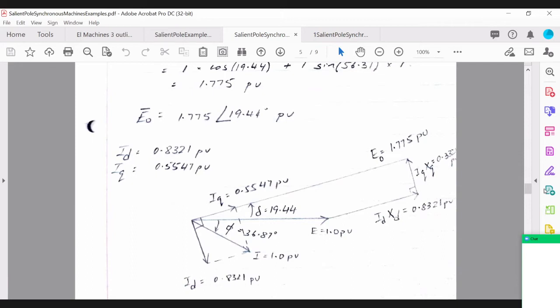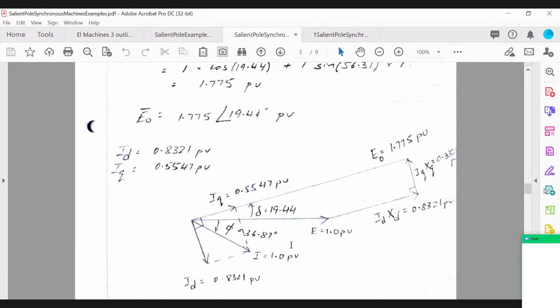So it's a 90-degree behind IQ. Right. So I've drawn the phasor diagram for a lagging power factor salient pole generator. And as you can see here in this question, the resistance of the stator was neglected. So from E, you just add ID XD and IQ XQ, and you get basically E naught.